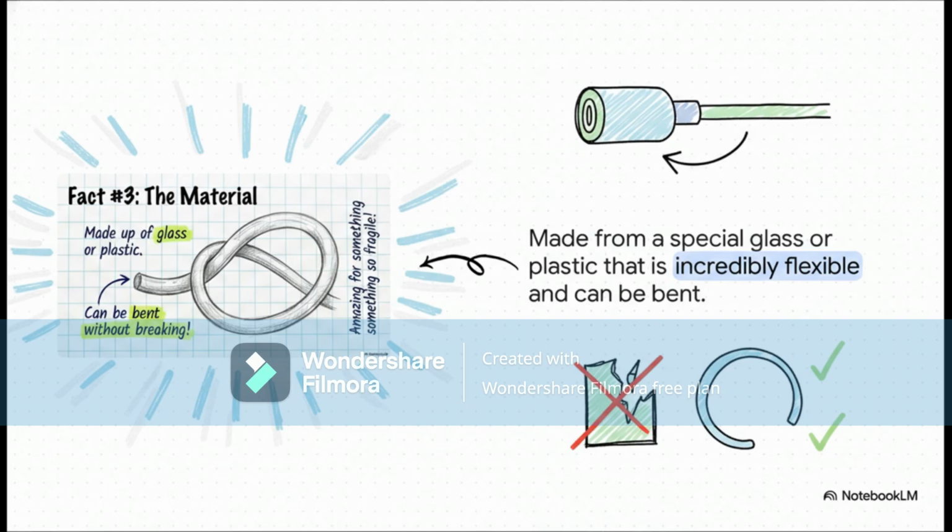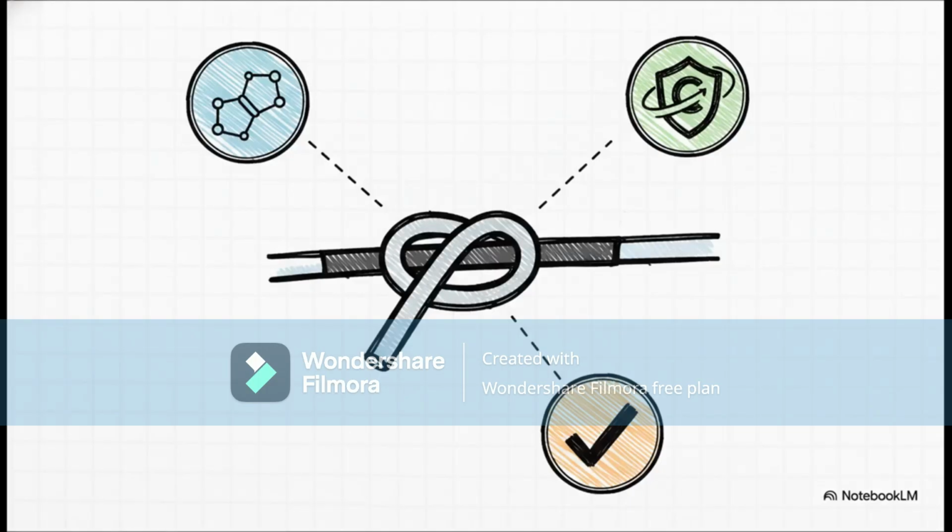But wait, hold on. Before you start picturing it shattering into a million pieces, this is not the same glass you have in your windows. Nope. This is a super pure, specially made kind of glass, or sometimes plastic, that is just shockingly flexible. So, what makes it so special? Well, for starters, it's made of that really pure glass or plastic. That means it can be bent, twisted, you can even tie it in a knot and it won't break.